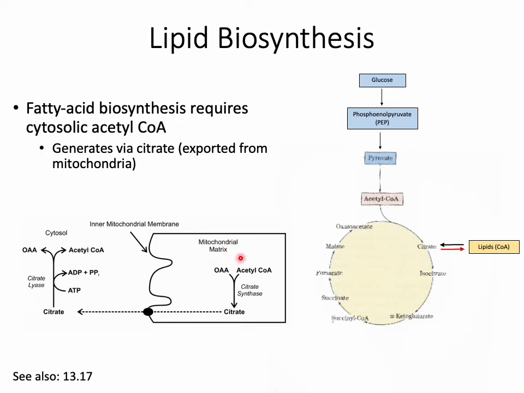So what your body does is it takes your oxaloacetate, it takes acetyl-CoA, and in the first step of the citric acid cycle, via citrate synthase, you make citrate. This citrate is free to pass through the mitochondrial membrane from the mitochondria into the cytosol. Once in the cytosol, the citrate is acted on by citrate lyase, which breaks it down back into oxaloacetate and its acetyl-CoA, which can then go on and participate in fatty acid biosynthesis.